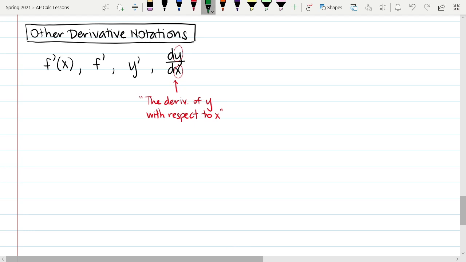So if I had a function instead that maybe instead of y equals and it being in terms of x, maybe the function was h equals and maybe it's in terms of t. If that was the case, then this same notation would be written dh dt. We're saying we want the derivative of this function h in terms of the independent variable t. So that's what that notation is trying to say. But again, that's only if the function is called y equals or h equals.